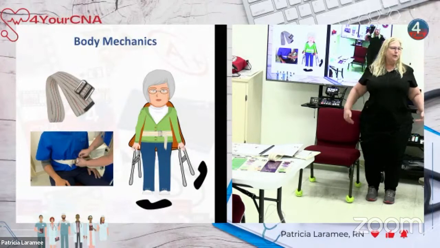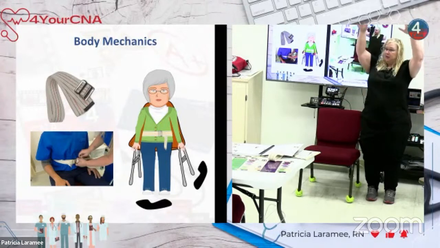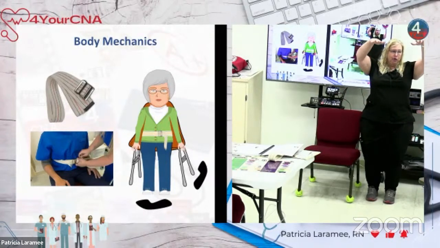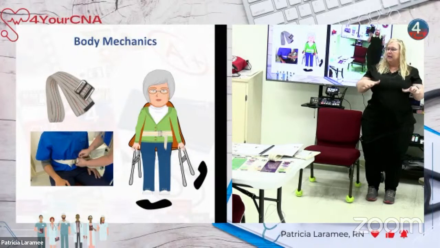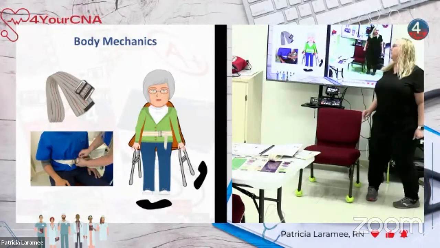What we want is their entire trunk to be moved as a unit. So to do that, we're going to ask them to put their hands on our shoulders so that when we lift, their entire trunk stays in alignment and their shoulders don't drag back. Okay.